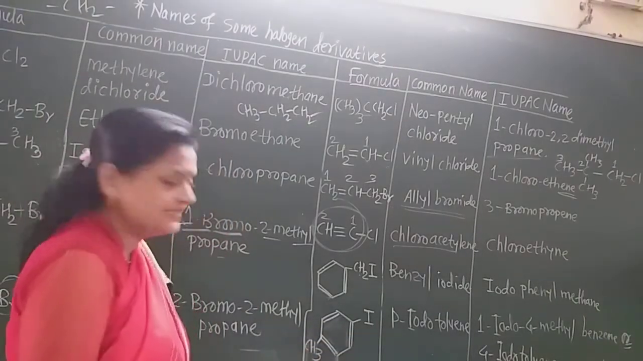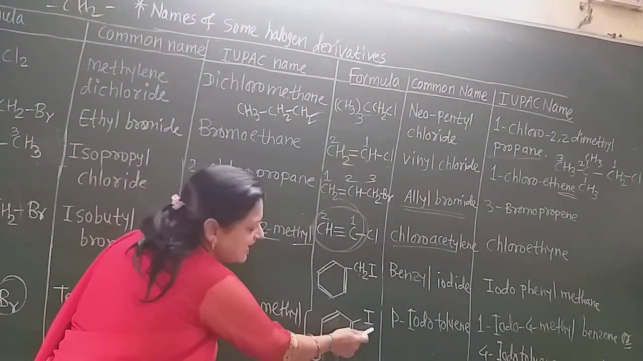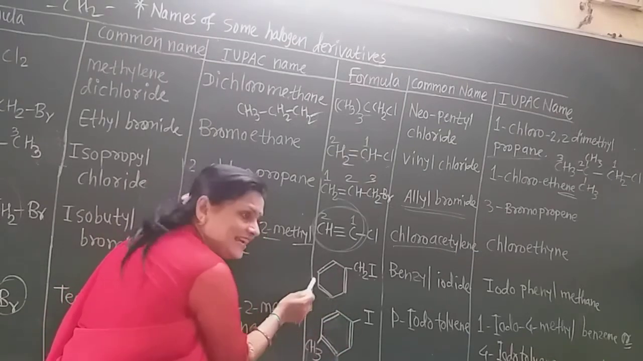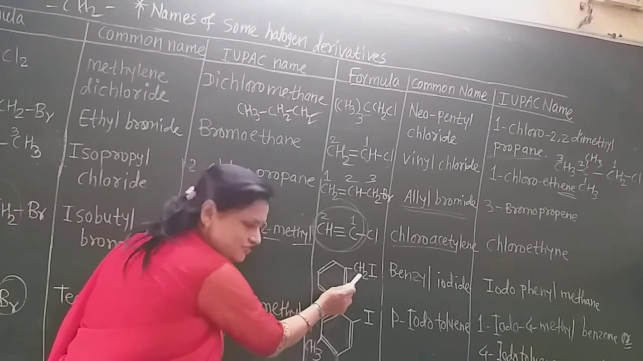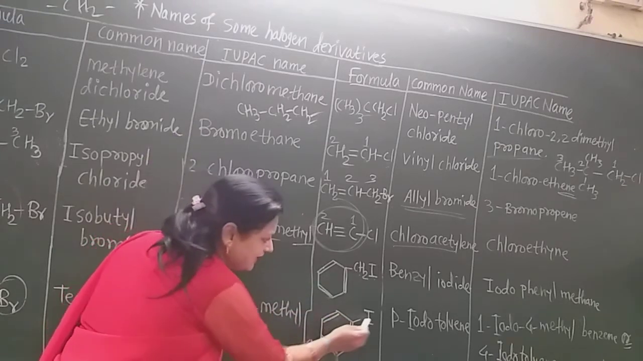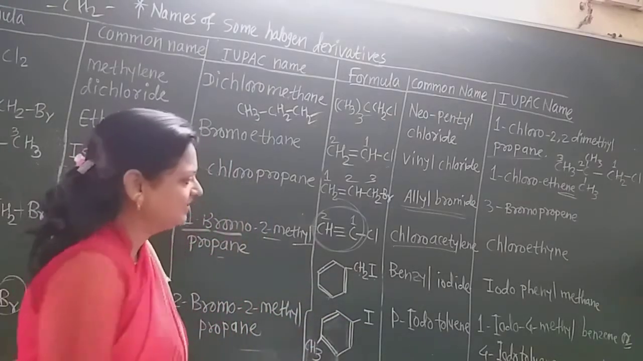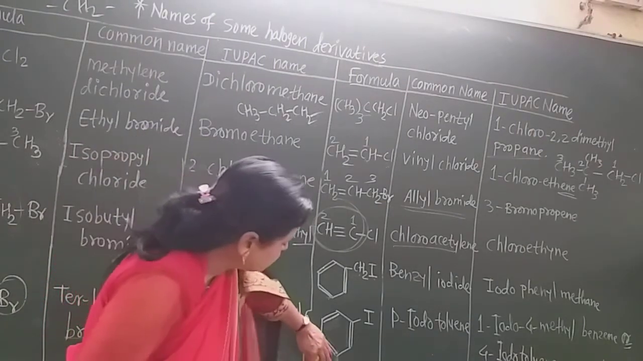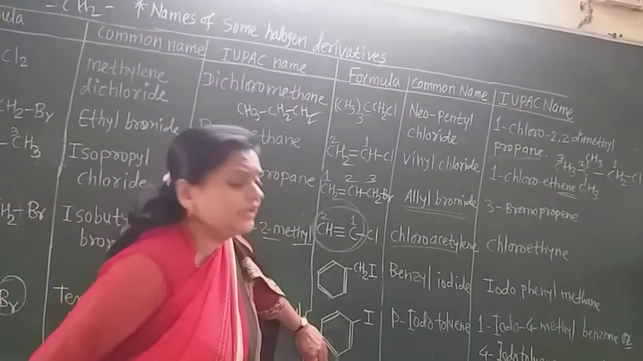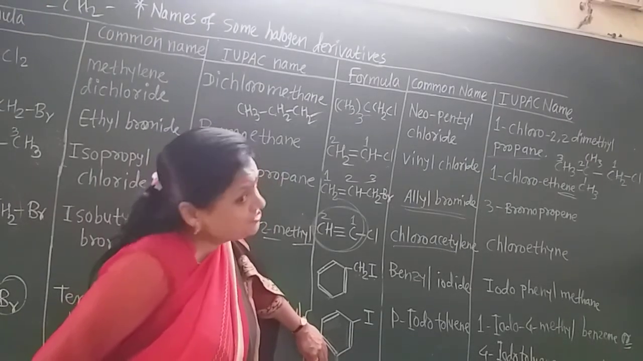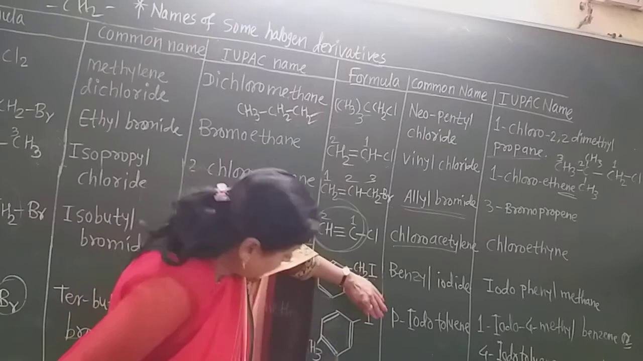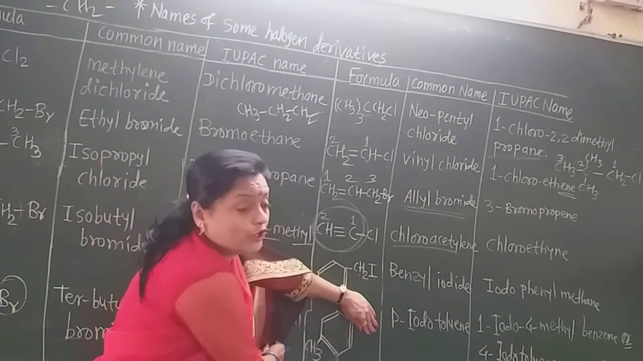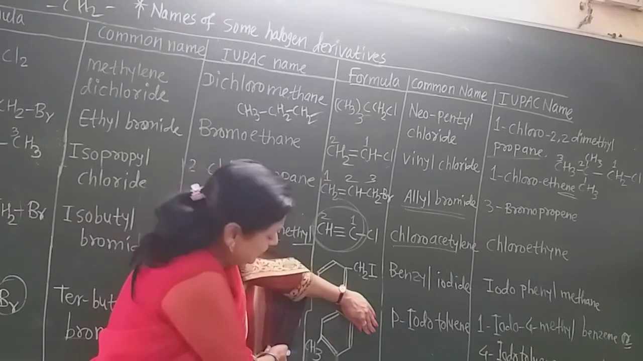Now next one. In this, the halogen atom is directly attached to the benzene. Here, see, the halogen atom is not directly attached to the benzene, there is one carbon, but here the halogen atom is directly attached to the benzene. Now if there is no CH3, this is only iodobenzene. Remember that. But we know this is toluene, commonly we call that toluene, in the aromatic compounds we learn.